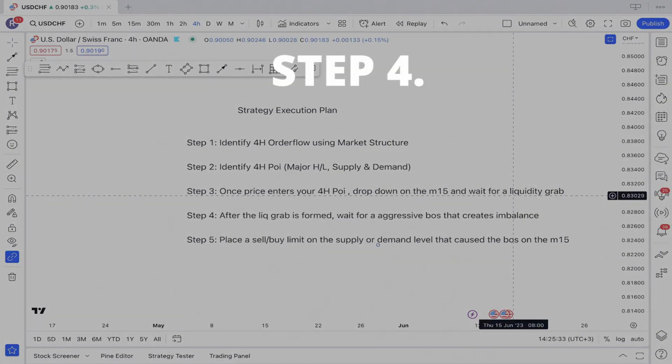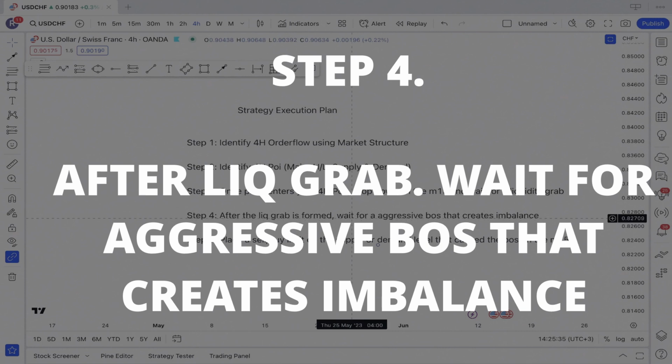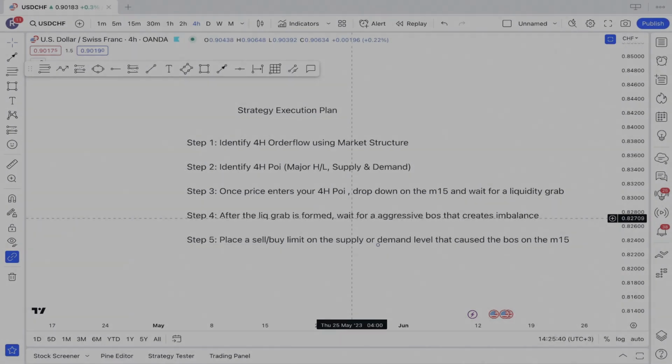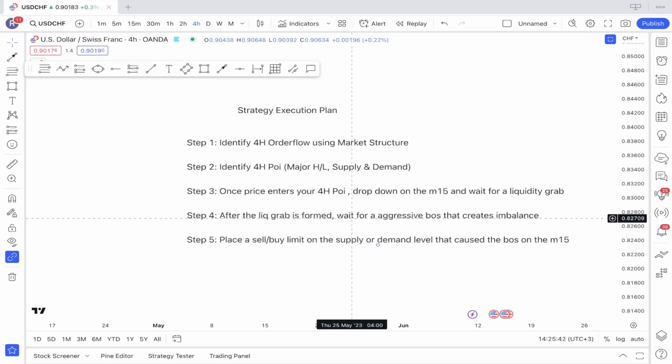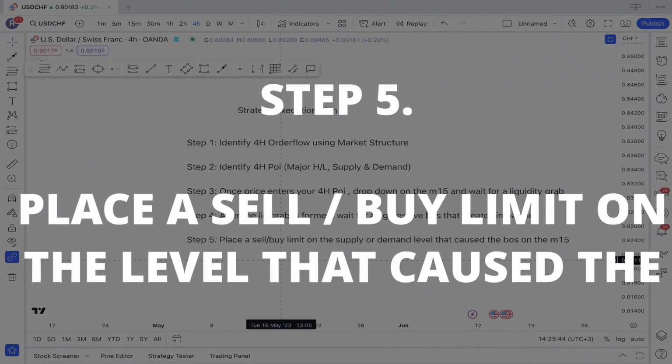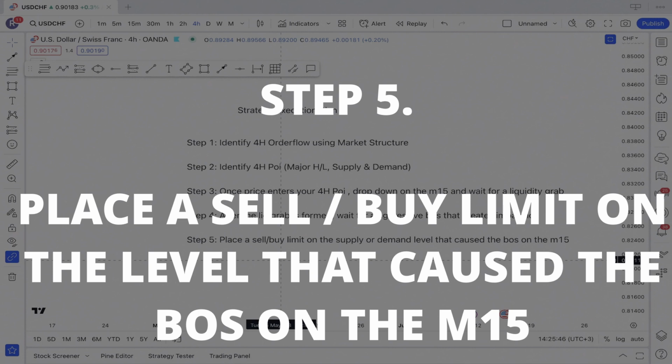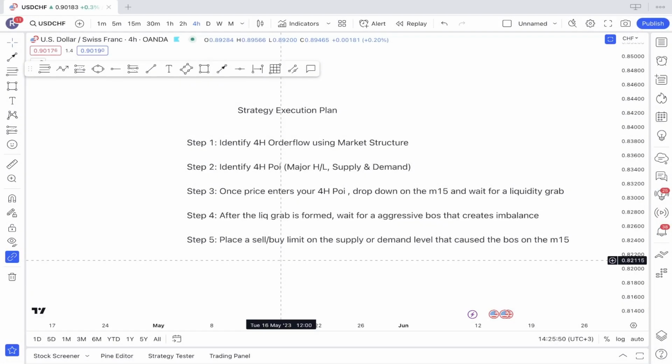Step number four, after the liquidity grab is formed, we wait for an aggressive break of structure that creates imbalance. Step number five, we place a sell or a buy limit on the supply or demand level that caused the break of structure on the M15. So this is the step-by-step plan for this SMC strategy.